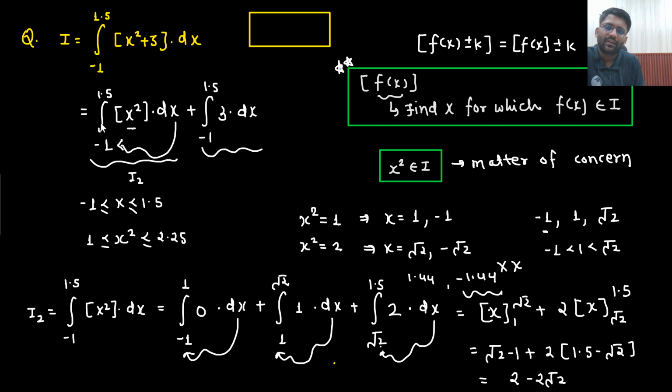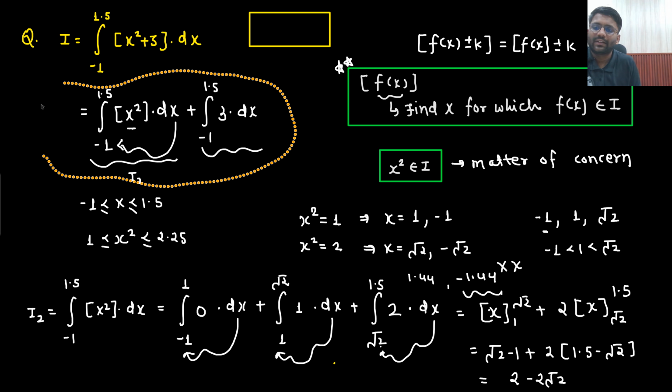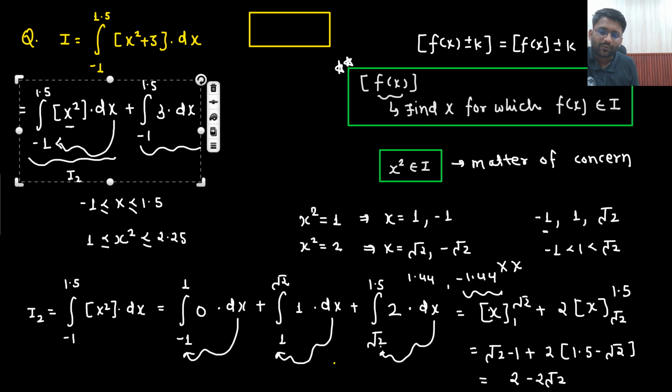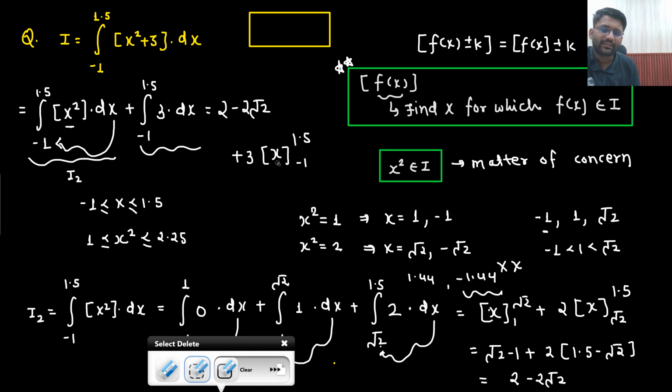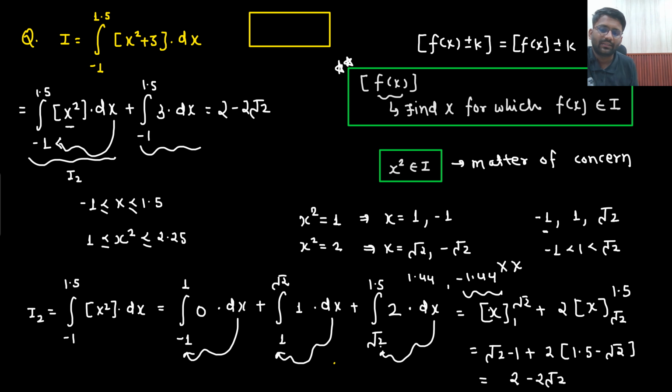So from here, if I solve this integration, from the first integration I am getting the answer as 2 minus 2 under root 2 plus 3, and here x from -1 to 1.5. So this is 2.5. So 2.5 into 3, that is 7.5. So this integration is giving me 7.5. This integration you can solve, 3 outside, 1.5 minus 1, that will be 2.5. So this is giving me 7.5.